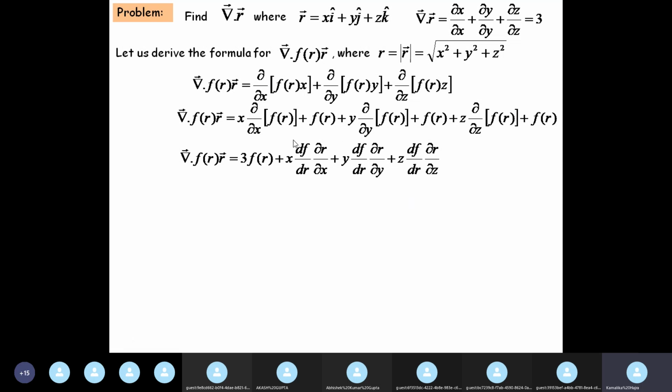x del f del x, which I have written down as x df dr into del r del x. Okay, so I have put a del r on top and bottom. Basically I've multiplied and divided by del r, but since f is a function of r, I keep df dr, whereas since r is a function of x, y and z, I maintain the partial derivative. Okay, so this is from the first term, x df dr into del r del x plus y.